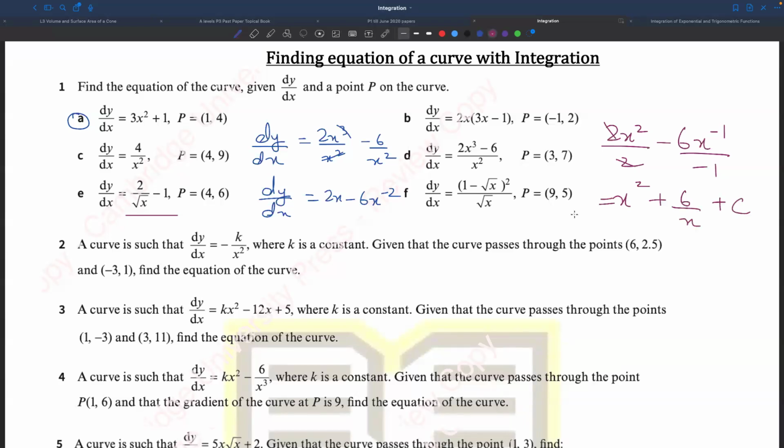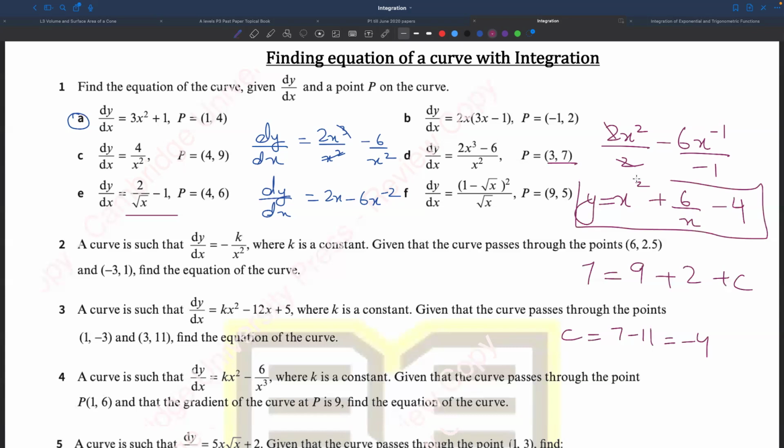Yes, sir. That's right, sir? I had simplified it. Okay, now when this has come, 6 upon x plus c, now in place of x and y just put 7 and 3. 7 is equal to 3 square, 9, plus 6 upon 3 is 2, plus c. So c will be 7 minus 11, which is minus 4, right? So your final equation becomes x square plus 6 upon x minus 4. Clear? Yes, sir. Yes.